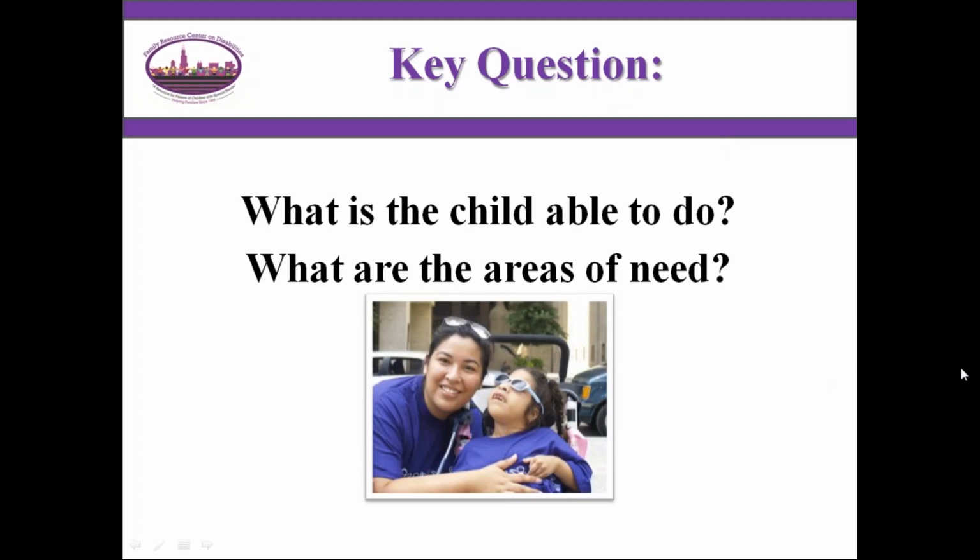I would suggest if there are disagreements about the present level, that they can seek an independent evaluation at public expense to pull more information and to see different data. Is that for the initial IEP, or is it just, let's say, regularly during the school year? So, maybe it might be three years in.